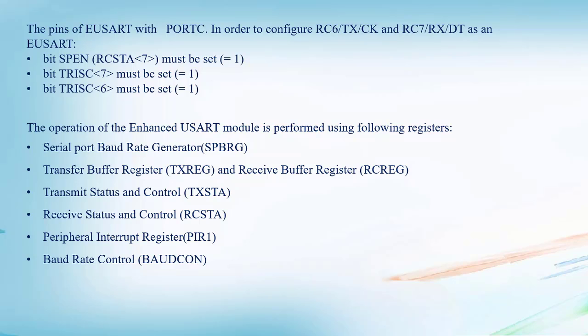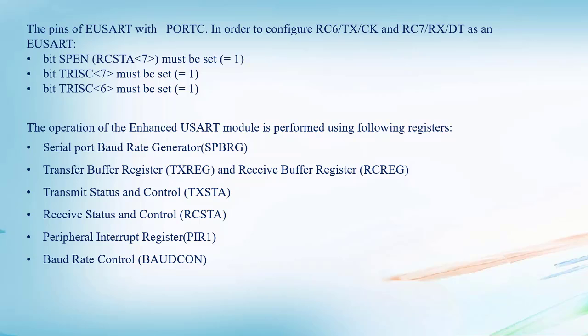In order to configure TX and RX as an EUSART, bit SPEN, that is the 7th bit of the RCSTA register, must be set. Then the TRISC 7th bit must be set, and the TRISC 6th bit must be set if you want to configure the EUSART of PIC 18. These 3 bits must be set.